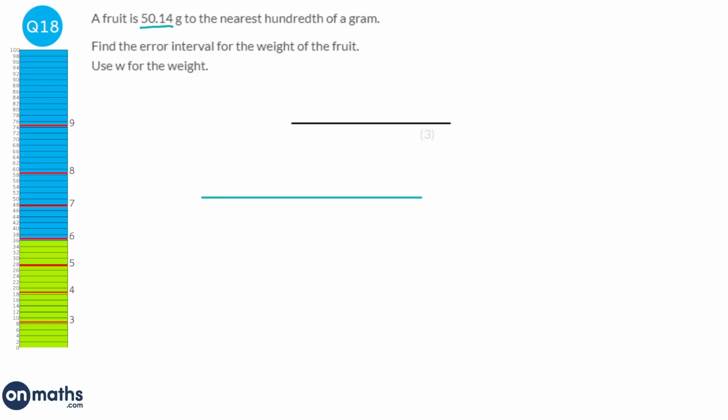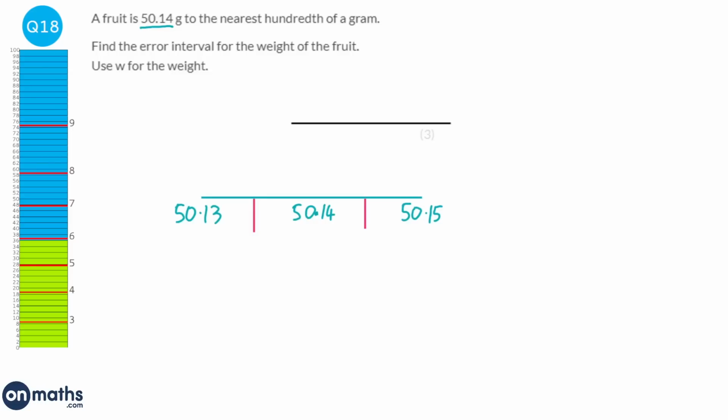To find the error interval, I start by just drawing a number line, and we're going to put the number in, so 50.14. And we're going to think to ourselves, well, what would the next number down and the next number up be? Well, it's the nearest hundredth of a gram, so the next number down would be 50.13, and the next number up would be 50.15. Then to find the lower bound and the upper bound, or the highest and lowest it could be, we just find the halfway points between those two.